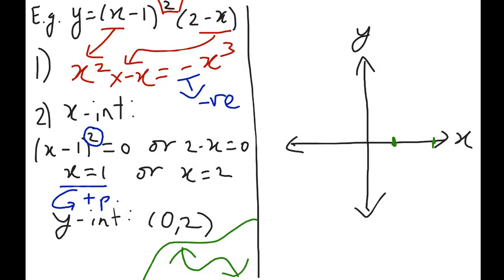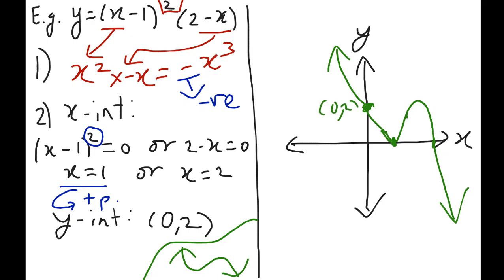Now, we have a graph that goes from the top to the bottom. So on the left, we are going to have a high point going downwards like so. It's going to go to x equals 1, and because it's a turning point, it's going to turn back up and then go back down like so. So then we have (0, 2) there, we have (1, 0) there, and we have (2, 0) there.